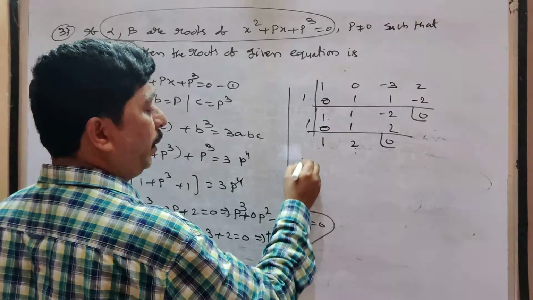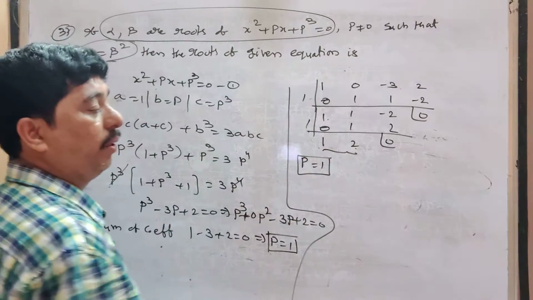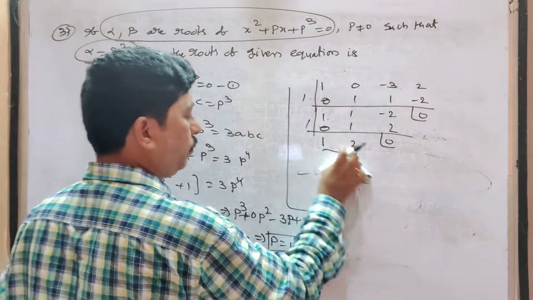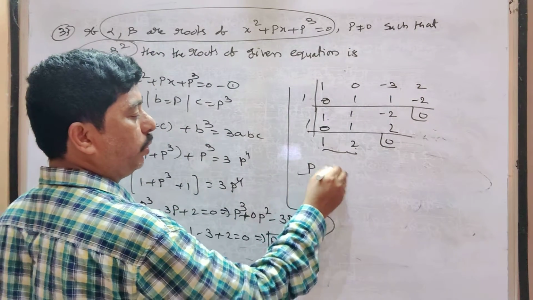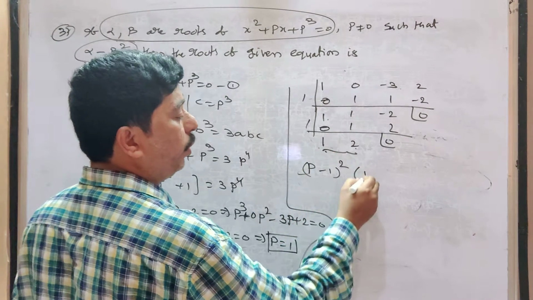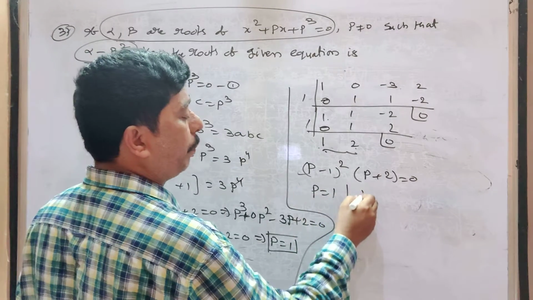So p value is 1, we have 2 roots, 1, 1, that is p minus 1 whole square. The remaining is the first degree polynomial, 1 into p plus 2 equal to 0. So p value equal to 1 or p value is minus 2.